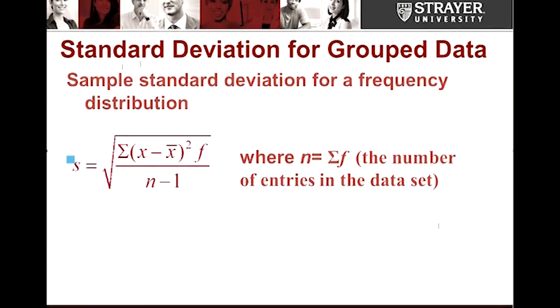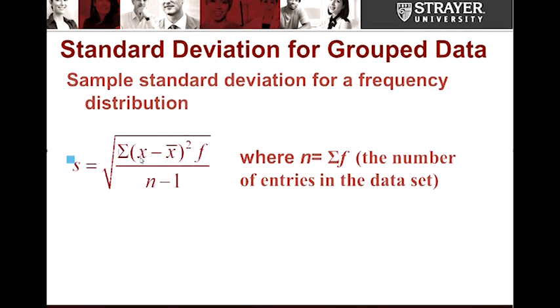Standard deviation for grouped data. If you're given a frequency distribution, we're going to need to estimate the standard deviation for a frequency distribution. That formula is the square root of, just like it is for the straight standard deviation, the sum of x minus x bar, where x bar is the sample mean, quantity squared. That's essentially the same thing as we did before, but this time I'm going to be multiplying that value times the frequency of that x.